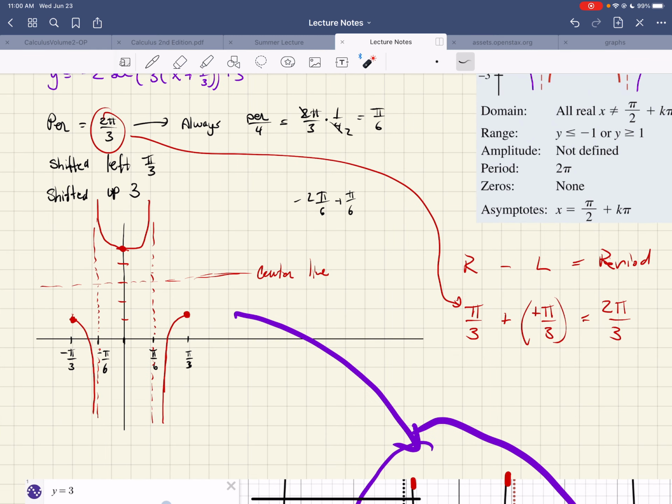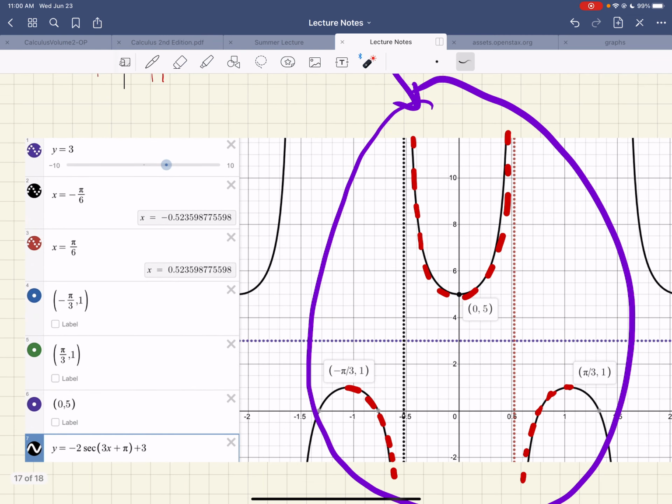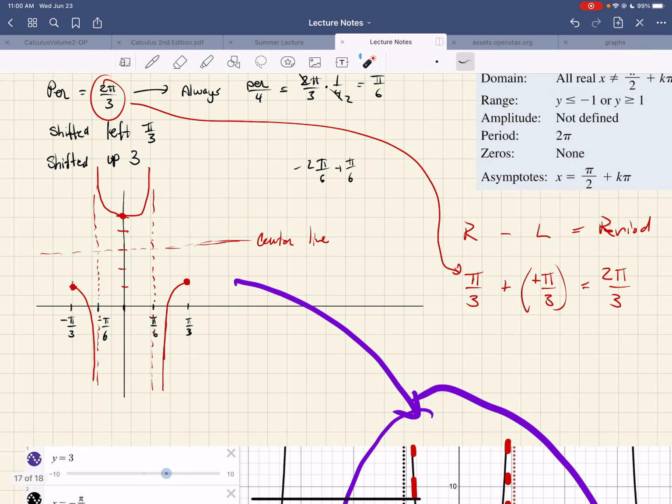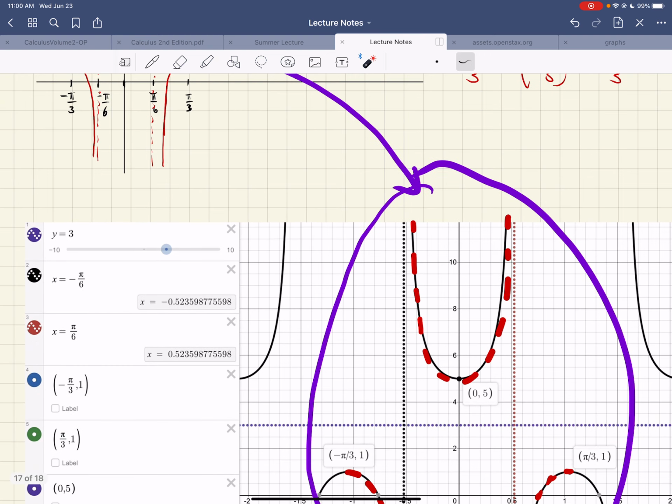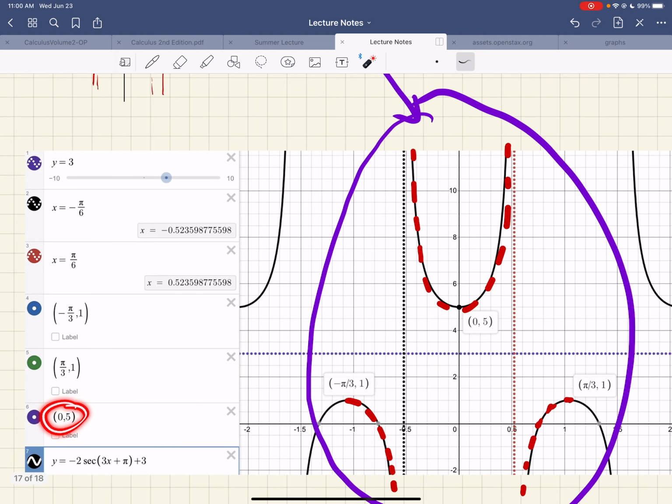Since we knew we were up 3 and I went down 2, that should be at 1 and at 1. And you see those are right here. And if we were up 3 and we went up 2, that should be at 5. And that is right there.